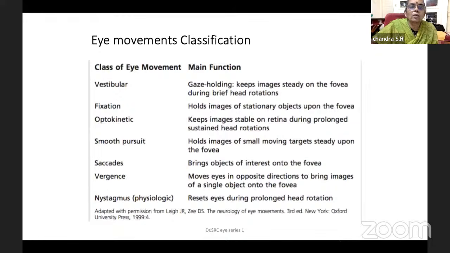So you have the vestibular movement, the gaze holding movement, which keeps images steadily on the fovea during brief head rotation. Fixation holds the image of a stationary object on the fovea. Optokinetic keeps images stable on the retina during prolonged sustained rotation. Smooth pursuit holds images of small moving objects steadily on the fovea. Saccade is fast. Vergence is both eyes moving in opposite directions. And the fast component of nystagmus brings the object of interest in front to the fovea in a moving situation of the patient and the environment.